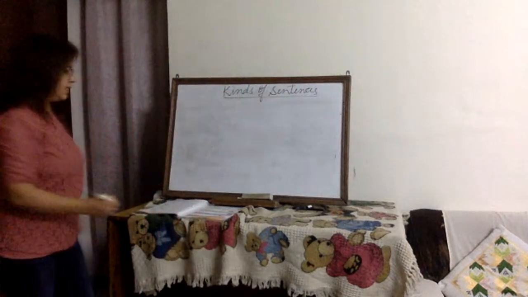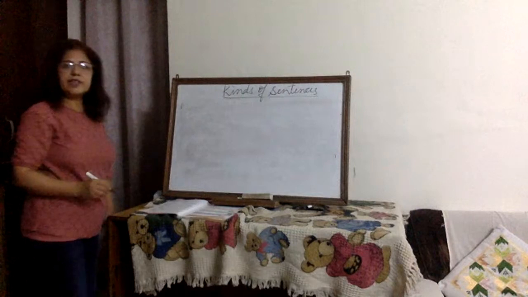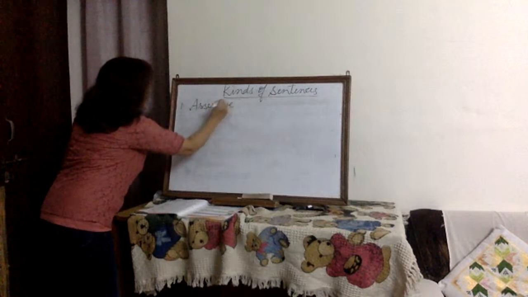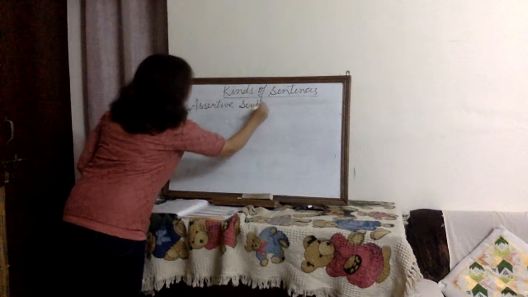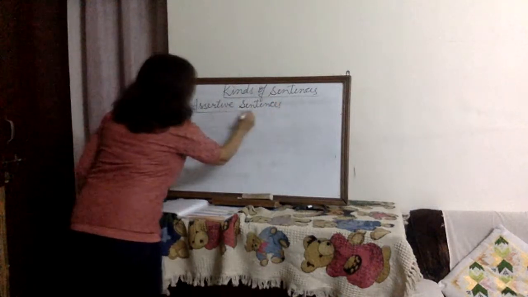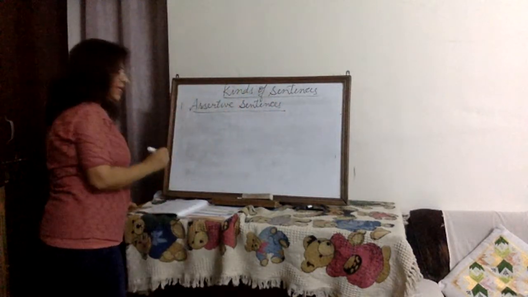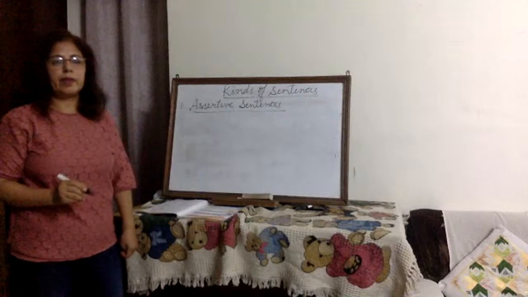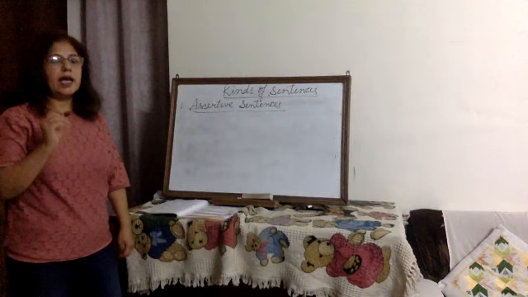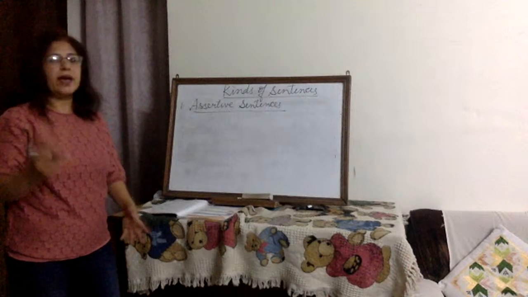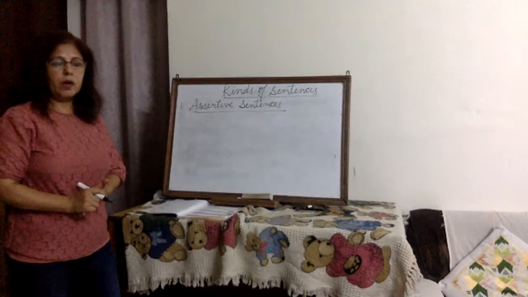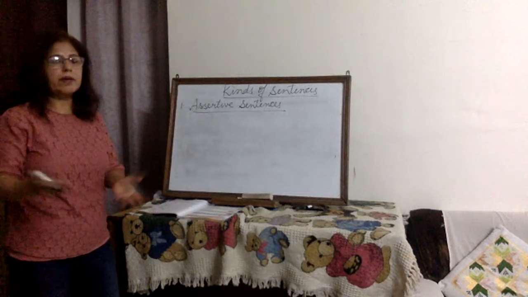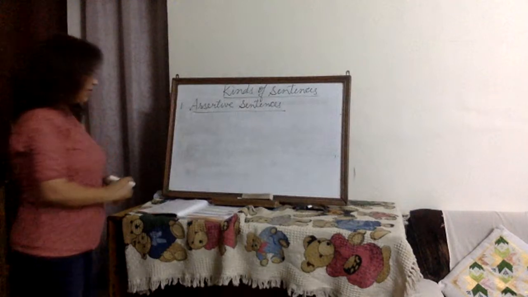Kinds of sentences. Number one kind of sentences, assertive sentences. An assertive sentence expresses a statement about facts. It tells us something. When we tell somebody something, it is a simple statement that we are telling about some fact. That is called an assertive sentence.